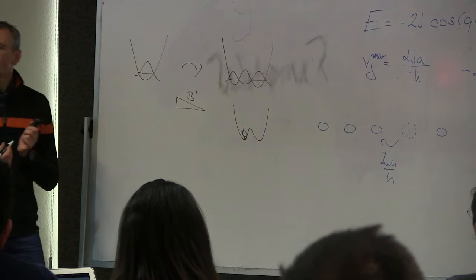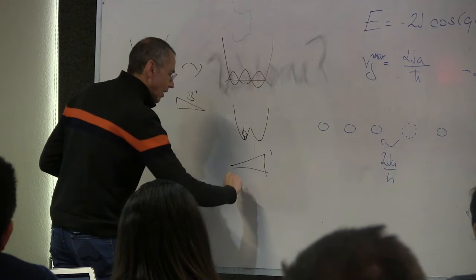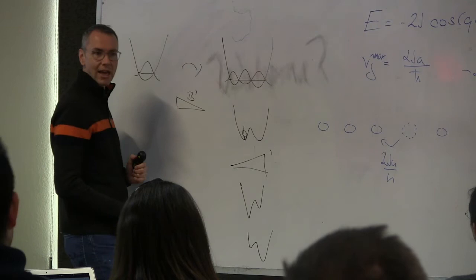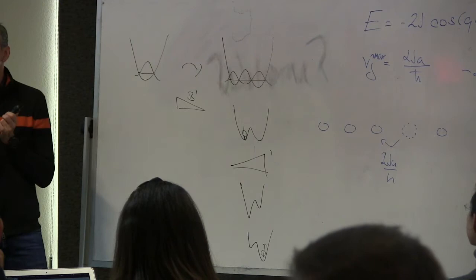Because remember, you have an energy gradient here. So in my energy for the spin down atom, the double well looks like this, but for the spin up atom, the lattice looks like this. So a spin down atom will be pulled to the left, to this side, and the spin up atom will be pulled to that side. Almost 100% efficiency. Okay. Yes?